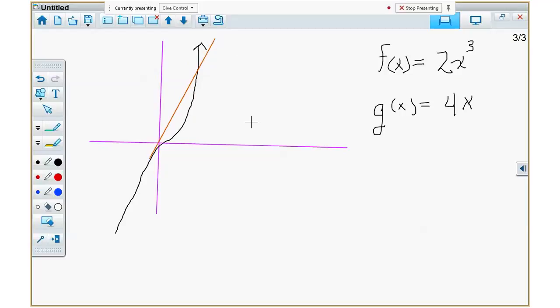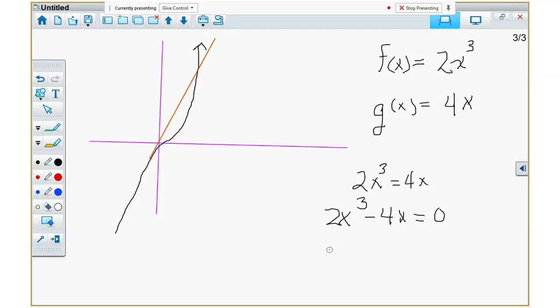Something like that. So you might have a little bit of area down here. You have to do it on your calculator to see where they cross. I'm going to do it algebraically. You check it on your calculator. So 2x cubed is equal to what? 4x. So 2x cubed minus 4x is equal to 0.